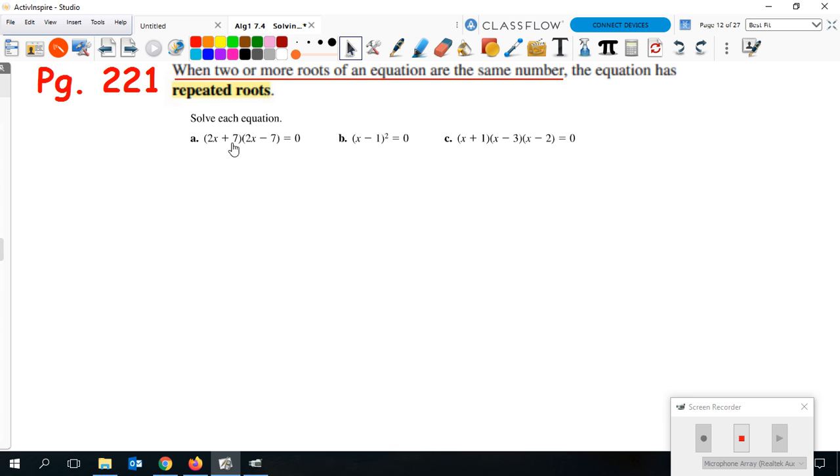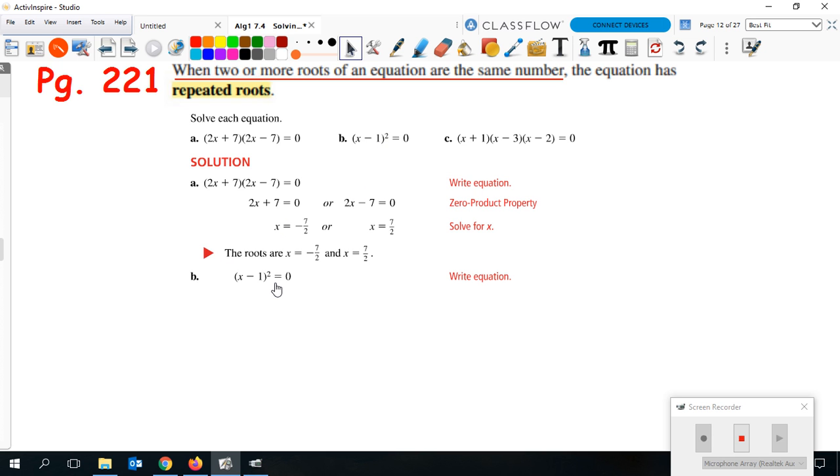So A is going to have different roots. They're close, but they are still different: -7/2 and a +7/2 when you are using the zero product property and solving. But for B, it says x minus 1 squared. You have a binomial squared. So we're only going to get just one answer for that because basically that means there's 2 of exactly the same binomial.